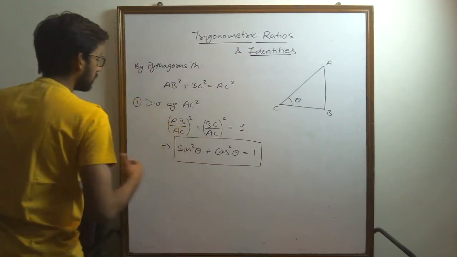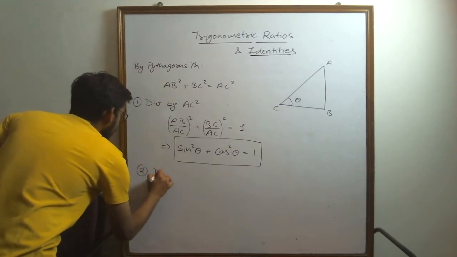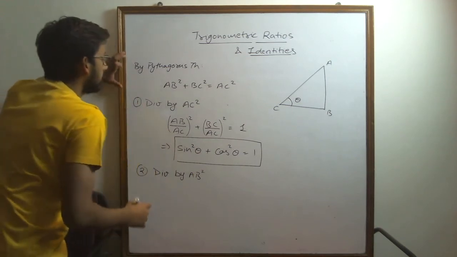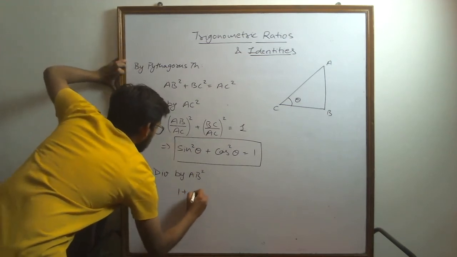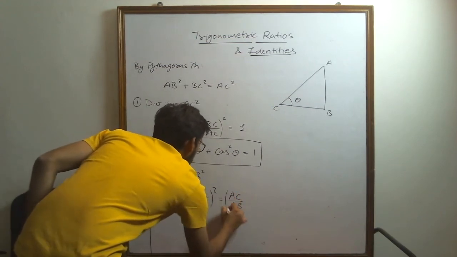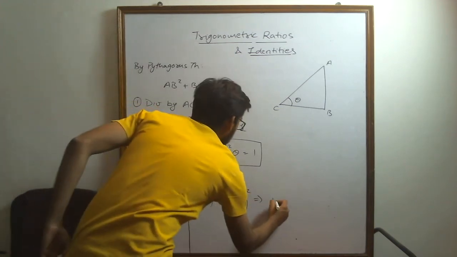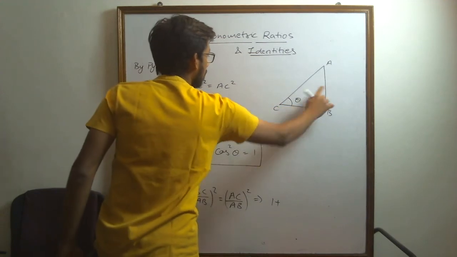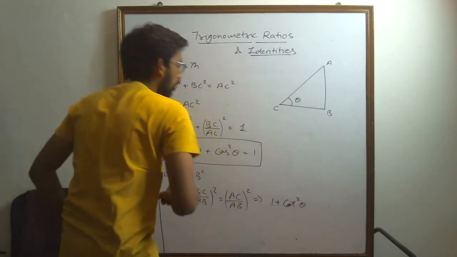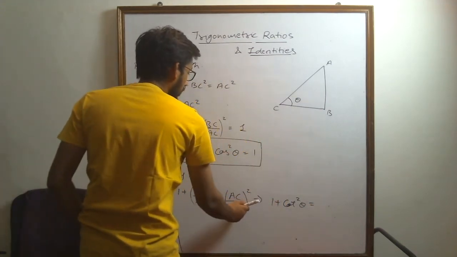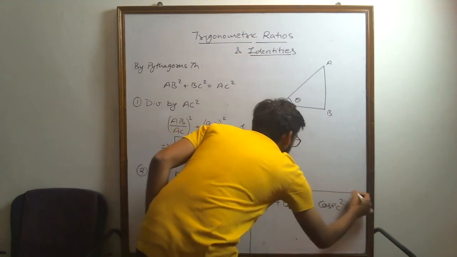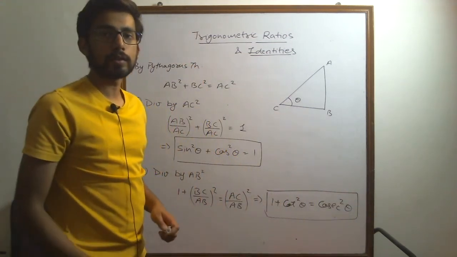Now we can get the next 2 identities by doing the same application. This time I am dividing the whole identity by AB square. By dividing by AB square, we get 1 plus BC upon AB whole square is equal to AC upon AB whole square, which means 1 plus BC upon AB. BC upon AB for this angle is adjacent upon opposite, which is cot theta, and square of that, so cot square theta, is equal to AC upon AB whole square. AC upon AB is cosec theta, so cosec square theta. So we get the second identity, 1 plus cot square theta is equal to cosec square theta.